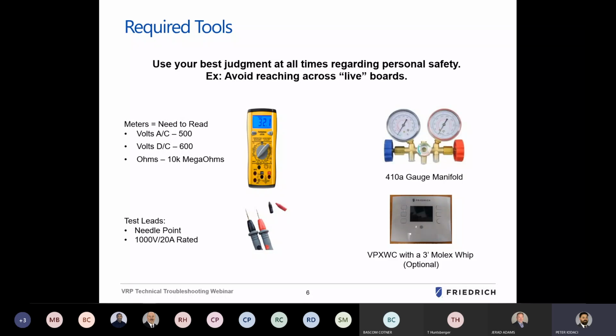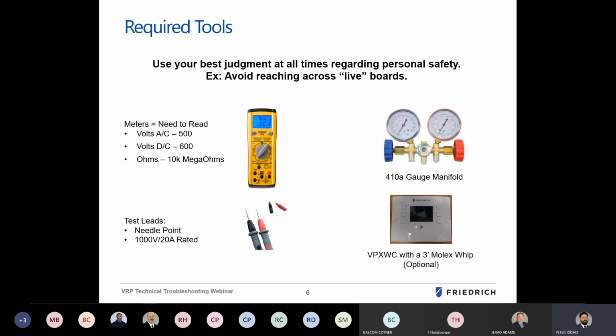First, the best tool is probably going to be your judgment. We have a disclaimer to use your best judgment at all times regarding personal safety. So if the unit is powered on and you're inside a tight closet and you don't feel safe reaching across the MCS board or carriage carrying 460 volts DC, we recommend that you don't do that. You need to power off the machine in order to properly troubleshoot it.